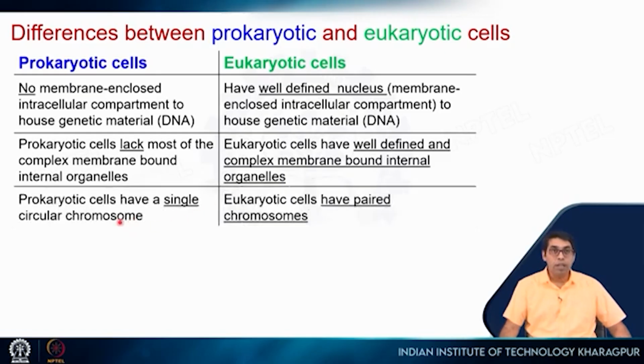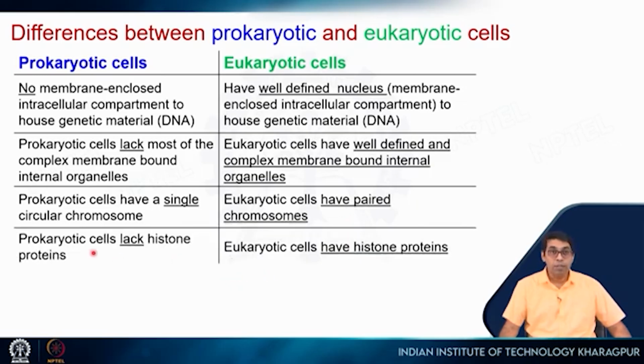Prokaryotes have a single circular chromosome, whereas eukaryotes have paired chromosomes, and we will see examples that in many cases these are linear chromosomes. So, here the chromosome is a single chromosome, but in this case we have multiple chromosomes. So, the DNA is divided into multiple molecules and these are linear molecules. Okay. Prokaryotes lack histone proteins, eukaryotes have histone proteins. I will show you what a histone protein is in the next few slides.